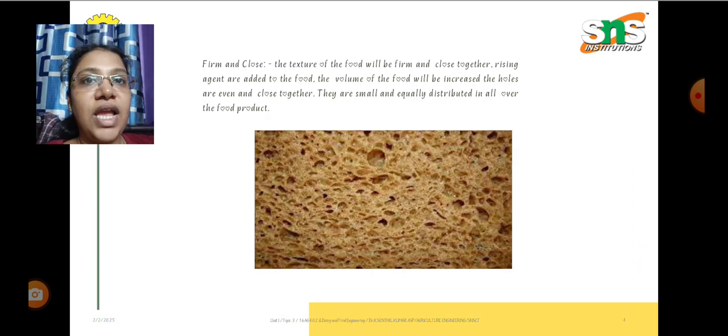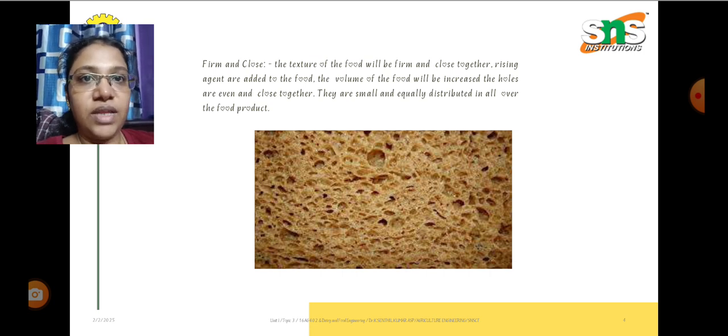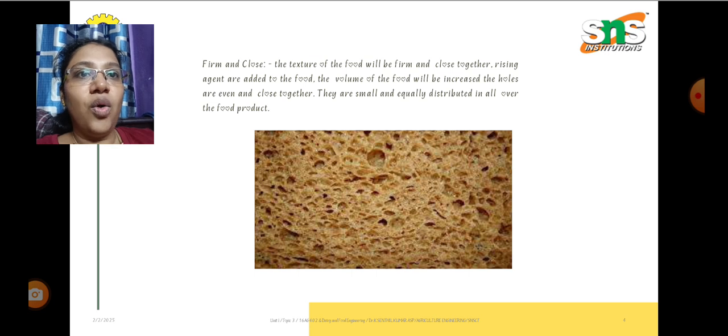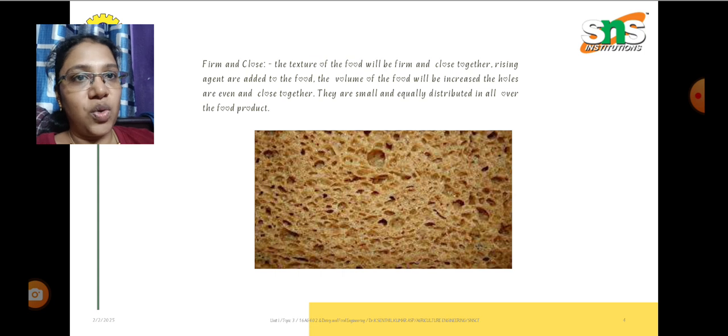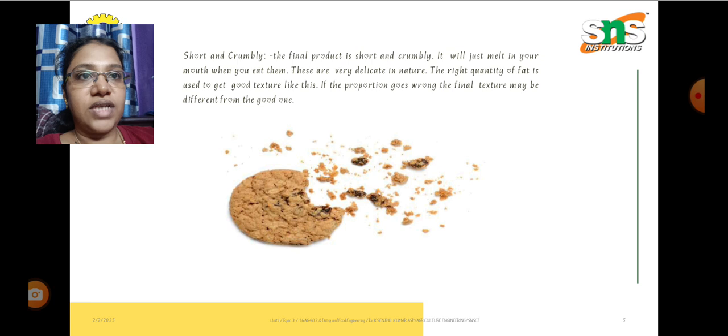First, let us look into the texture of firm and close. This type of texture of food will be very firm and very close together. Rising agents that are added during the preparation of food add volume to the food, so that it will increase the holes in the food when it is prepared, and the holes are even, small and close together. They are equally distributed all over the food product. This type of texture we call firm and close.